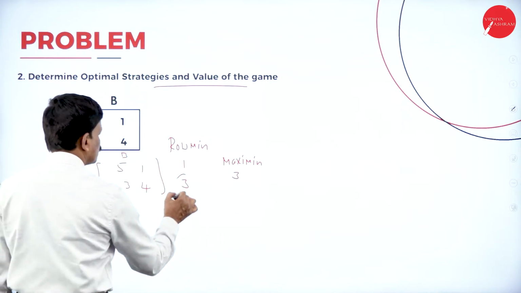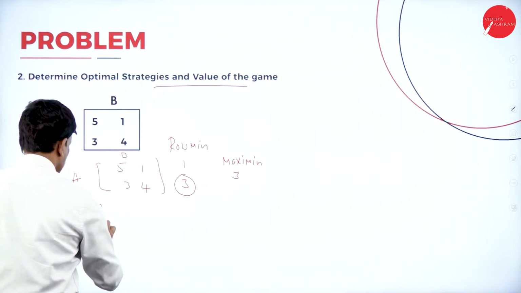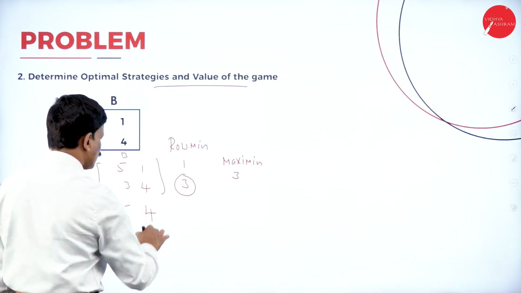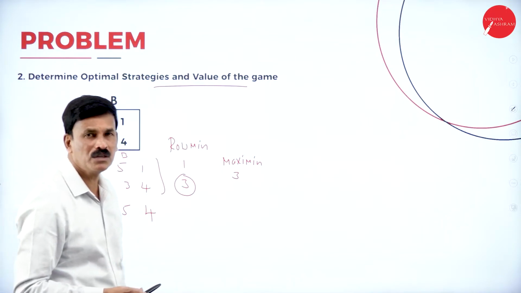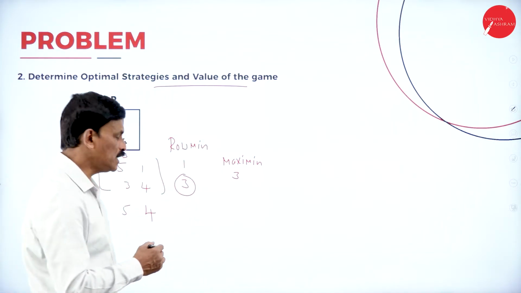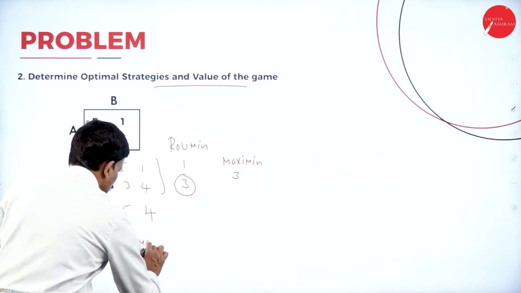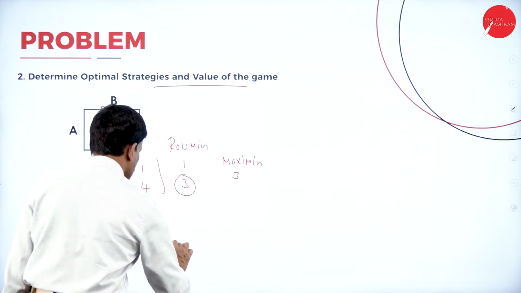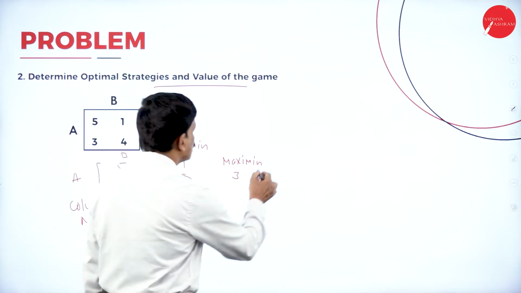Okay, now find out the column maximum. What is the column maximum? The maximum values are 5 and 4. After finding the column maximum, find out the minimum value among those maximum values. That is called the minimax value. Minimax, the minimum value is 4. So here the maximin is 3.